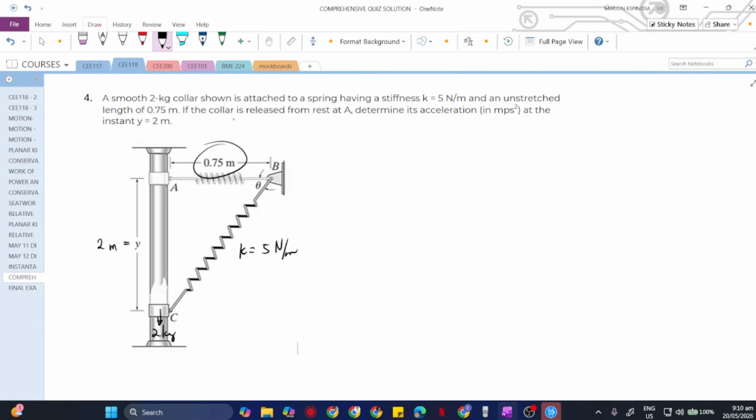Okay. Now, ang tanong dito is to solve for the acceleration na naka-meter per second squared at that instant that yung y daw natin is 2 meters. So, pwede natin gawin is we can use the conservation of energy. Mas madali ito, class, no? If we will be using conservation of energy.